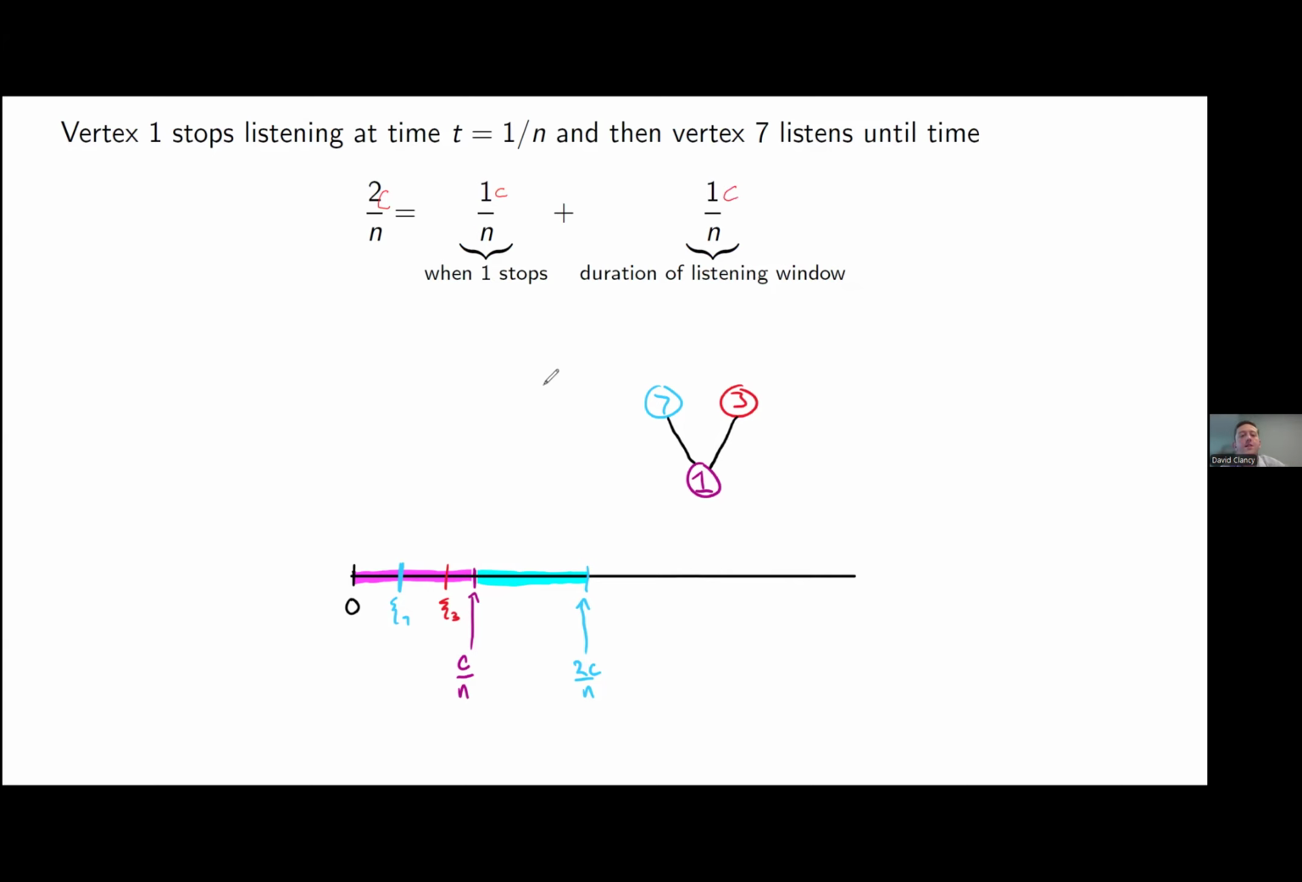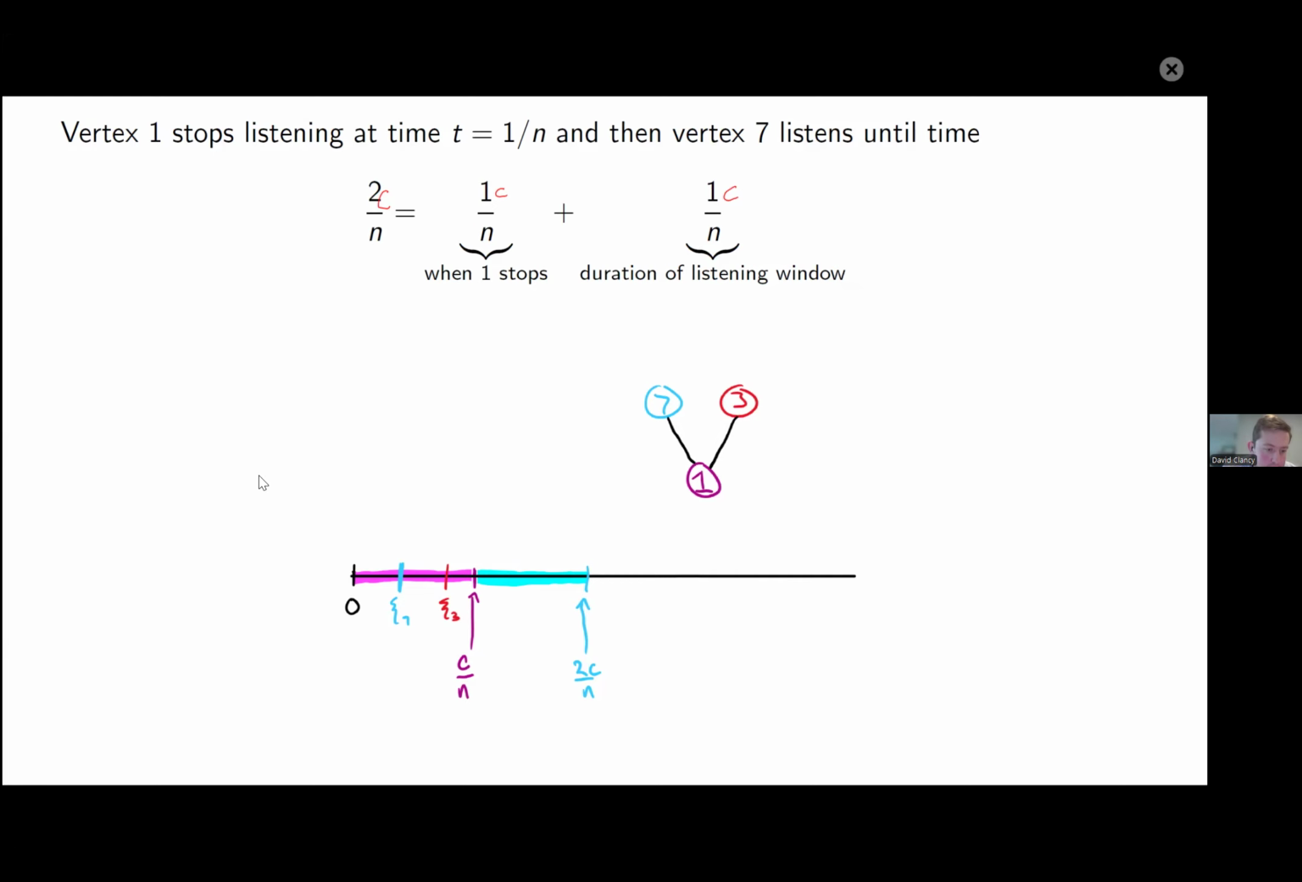Okay. So vertex 7 is also going to listen for duration c over n, right? And it could hear neighbors arriving. So vertex 7 will listen from time 1 times c over n to time 2c over n. And in this particular realization, I'll assume that it doesn't hear any neighbors.